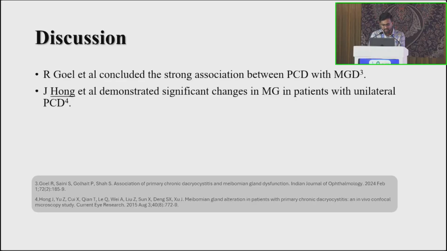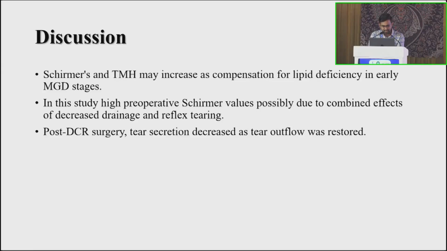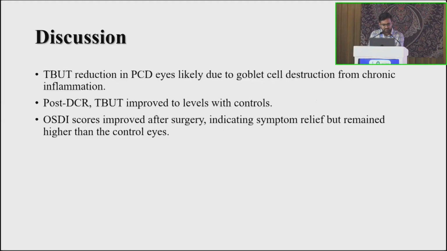R. Goyal et al. concluded a strong association between PCD and MGD. J. Hong et al. demonstrated significant changes in meibomian glands in patients with unilateral PCD. As mentioned earlier, Schirmer's and TMH may increase as compensation for lipid deficiency in early MGD. Post-operatively, tear secretion decreased as tear outflow was restored. T-BUT reduction in PCD is likely due to goblet cell destruction from chronic inflammation. Post-DCR, T-BUT increased to the level of controls. OSDI score improved after surgery, indicating symptom relief, but remained higher than the controls.